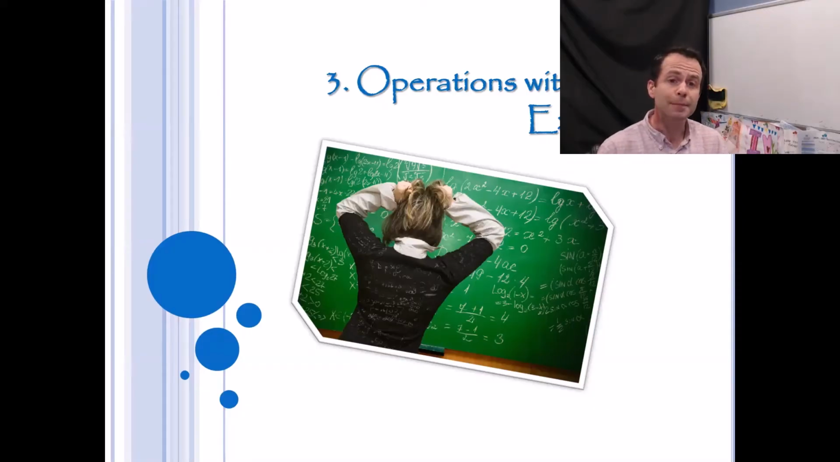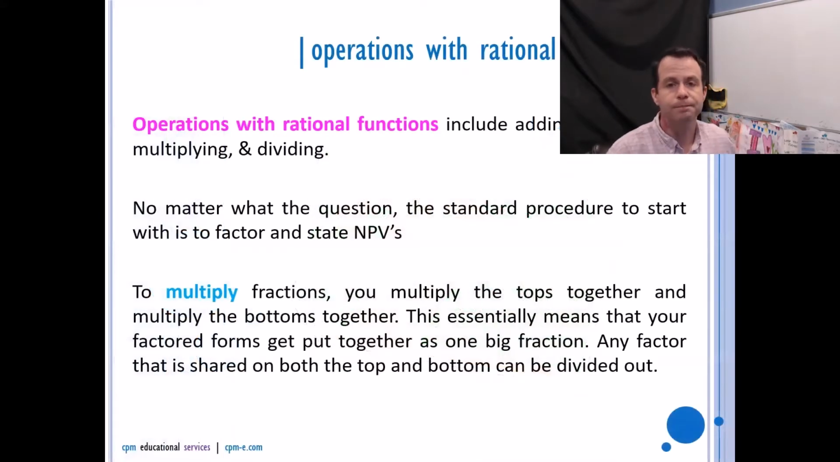And to do that, because we're dealing with fractions, we need to review how you add, multiply, divide, or subtract fractions, okay? So first thing we're going to do here is review some of those things. Operations with rational functions include adding, subtracting, multiplying, and dividing. No matter what the question, the standard procedure is to start with factoring and stating your NPVs.